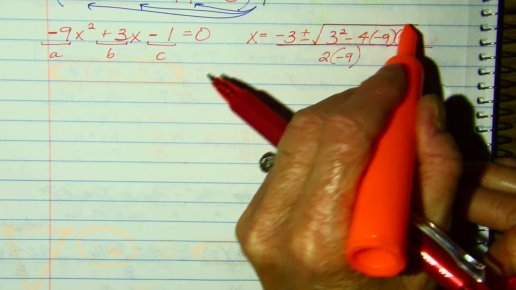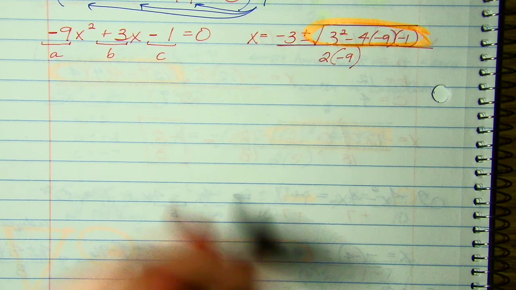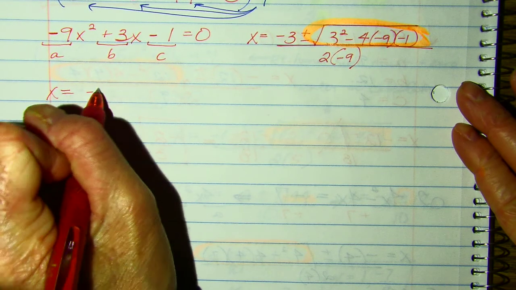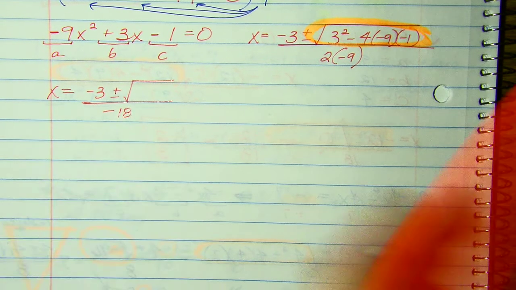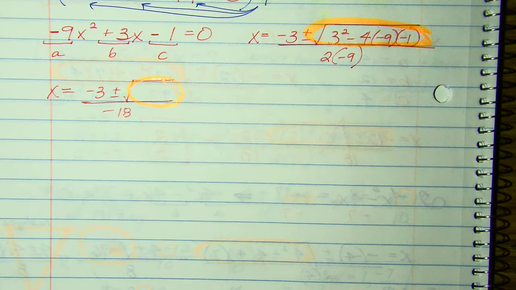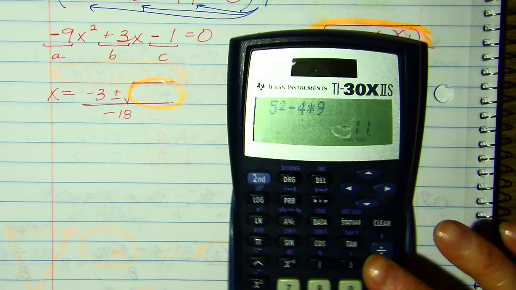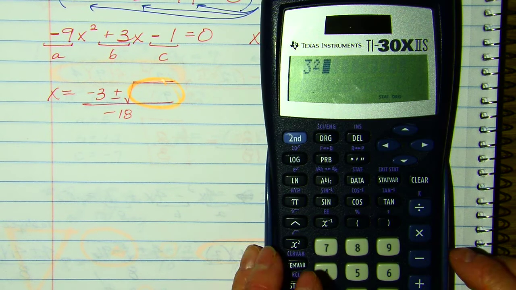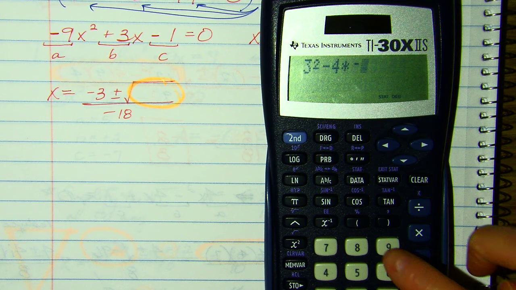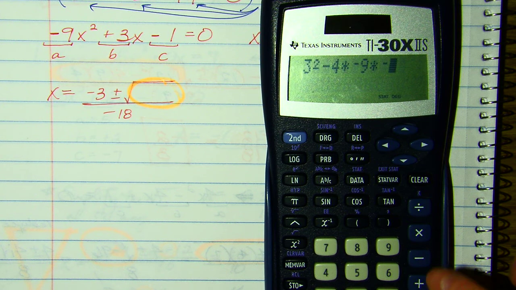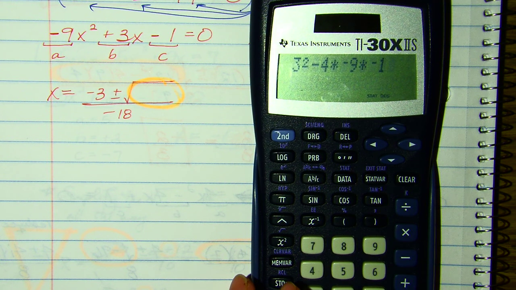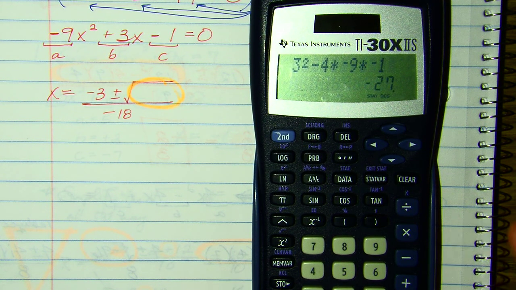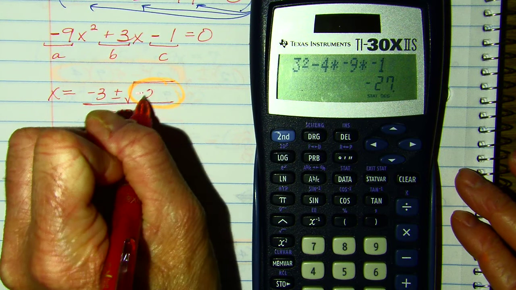All right, so I always simplify this guy first. So x equals negative 3 plus or minus over negative 18. So we're doing this first. We always do this first. So 3 squared minus 4 times a times c. Okay? Negative 4 times negative 9 times negative 1, and I get negative 27.